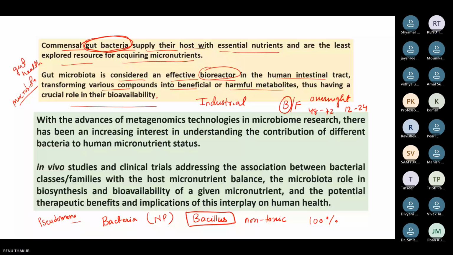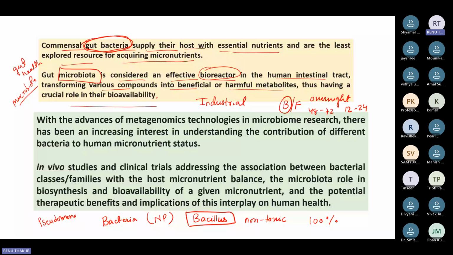So gut microbiota can be considered a bioreactor. Bioreactor means they can be cultured in a fermenter to produce different kinds of metabolites. Like I have said, the gut microbiota means what?